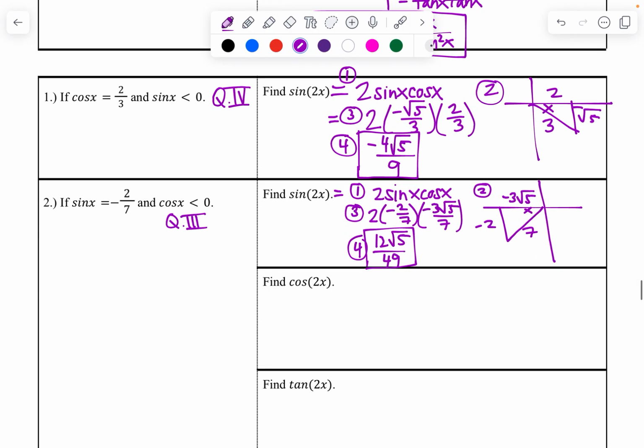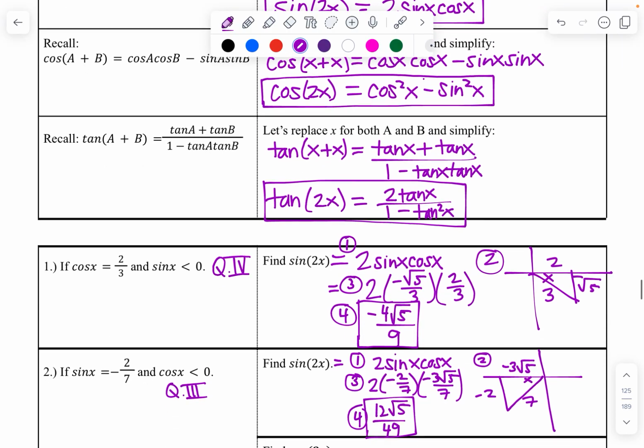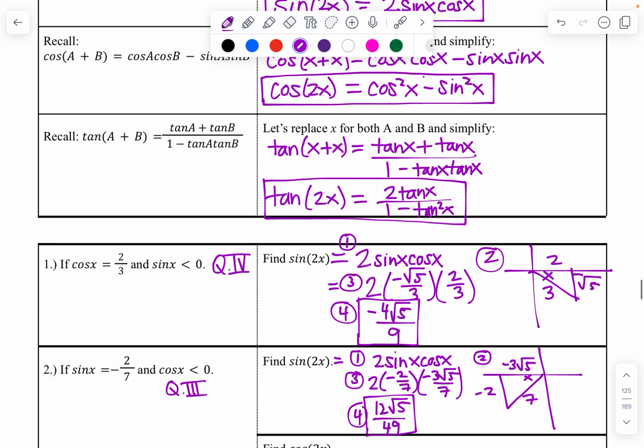All right, so if we want the cosine of 2x, we have options for how to do this. Cosine of 2x is equal to cosine squared of x minus sine squared of x. But remember, you could always replace cosine squared of x with 1 minus sine squared of x. And we already have a minus sine squared of x.